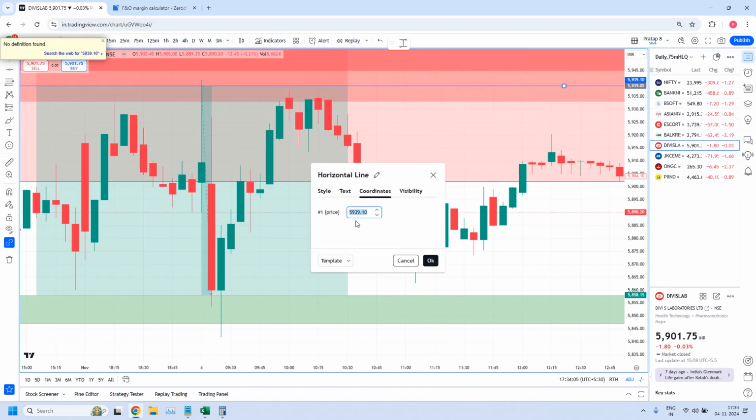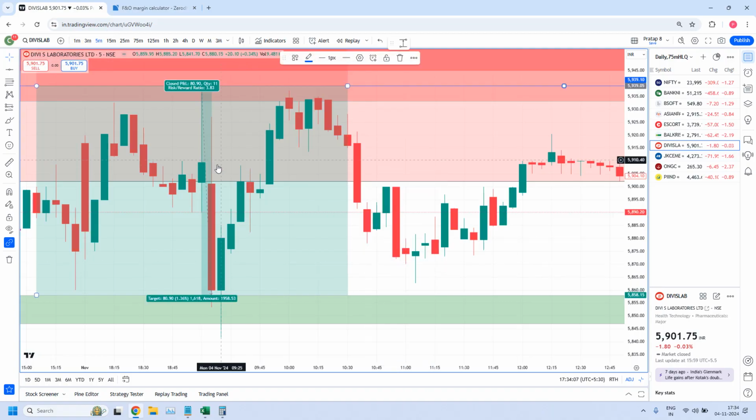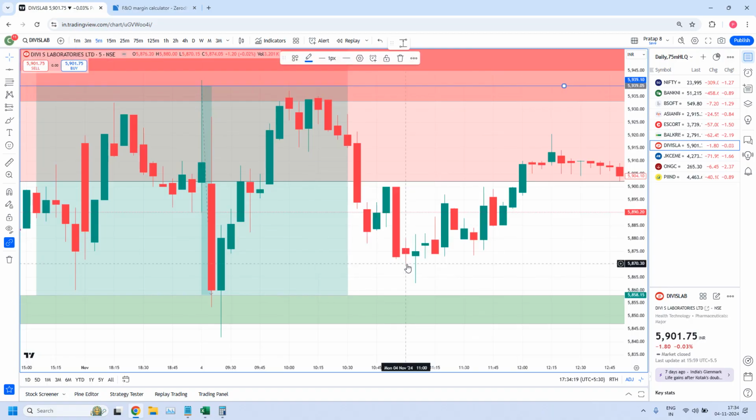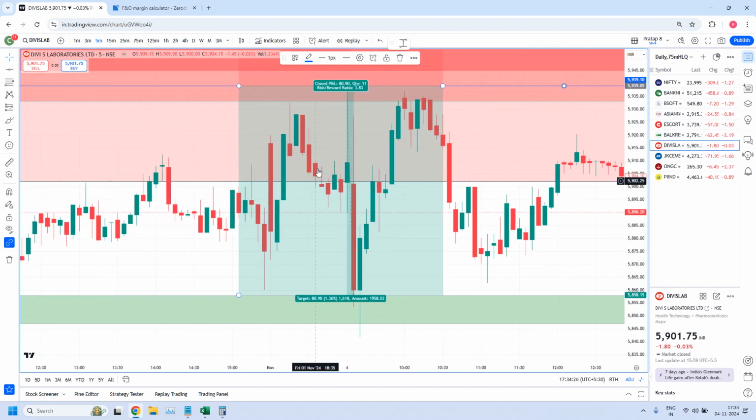See, our entry buffer is 5939.10 and the high of this candle is 5941.30. This is 5931.10. Almost 2 rupees. It moved beyond this blue color line. So it's a clear trade.